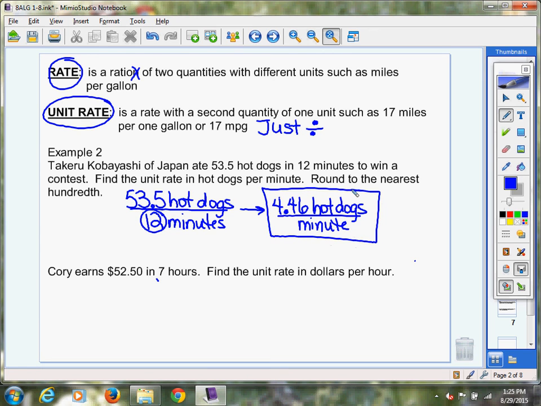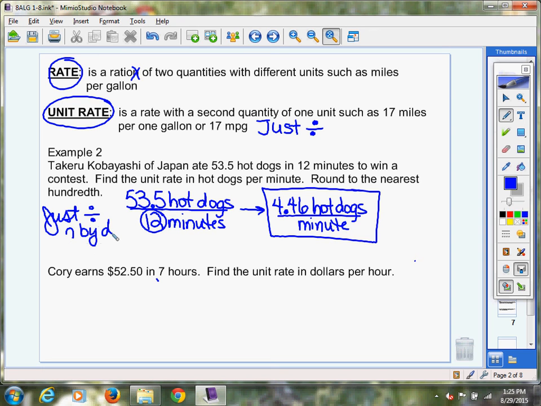So it's really simple. Put the number up top, divide it by, it's usually time, sometimes it's not. It's usually time in the denominator. And if you want to find out the unit rate, just divide. Just divide the two numbers. Divide the numerator by the denominator.